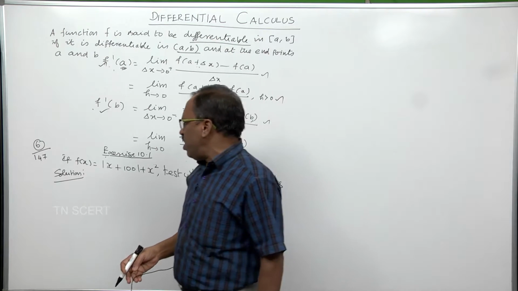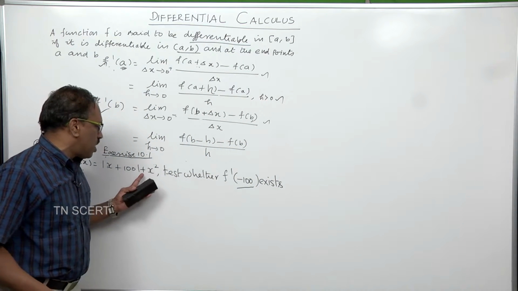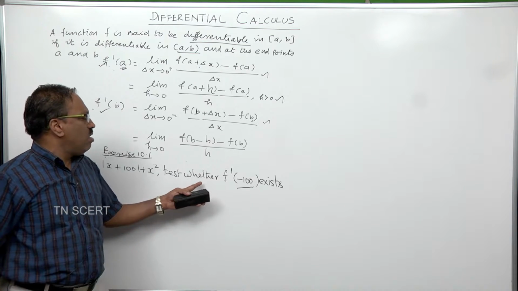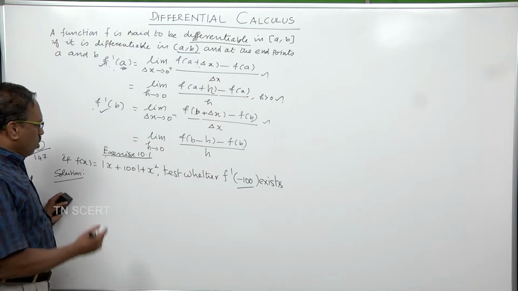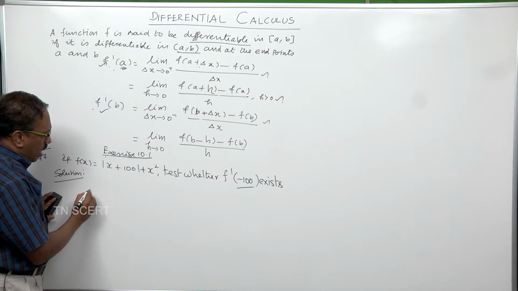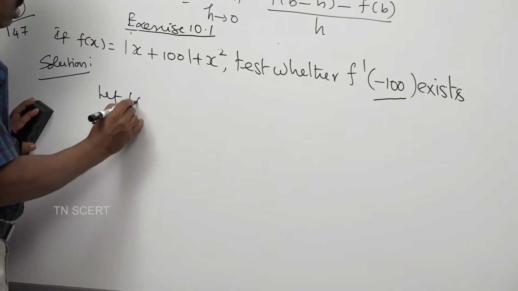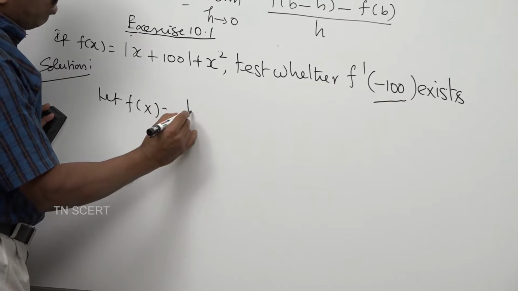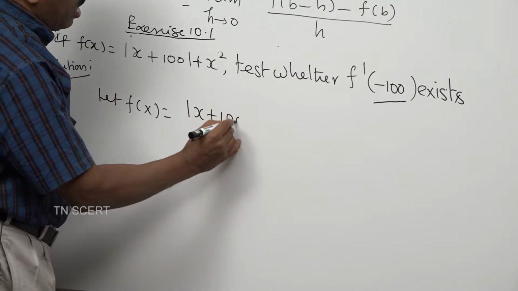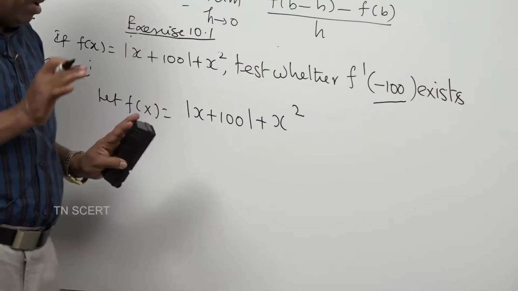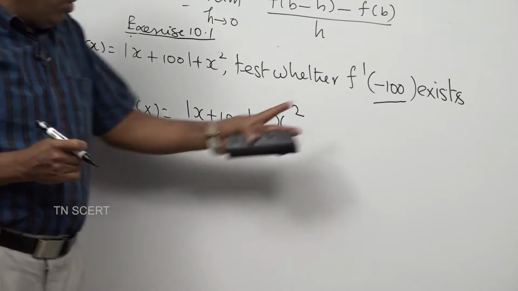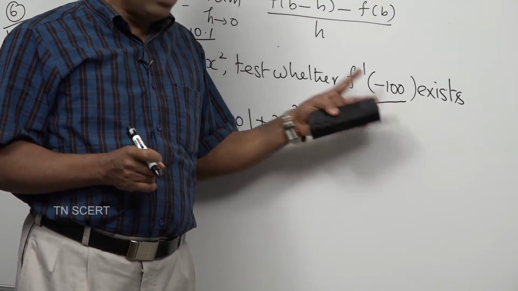What is the sum given? f of x equals modulus of x plus 100 plus x square. Test whether f dash of minus 100 exists or not. Let us take f of x as modulus of x plus 100 plus x square. Remember that this is the function given. I wish to check at minus 100.